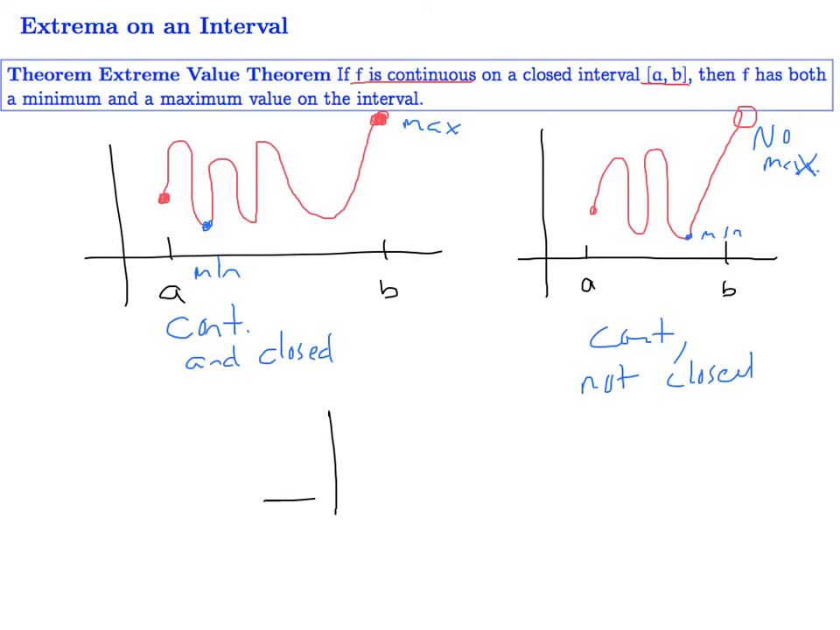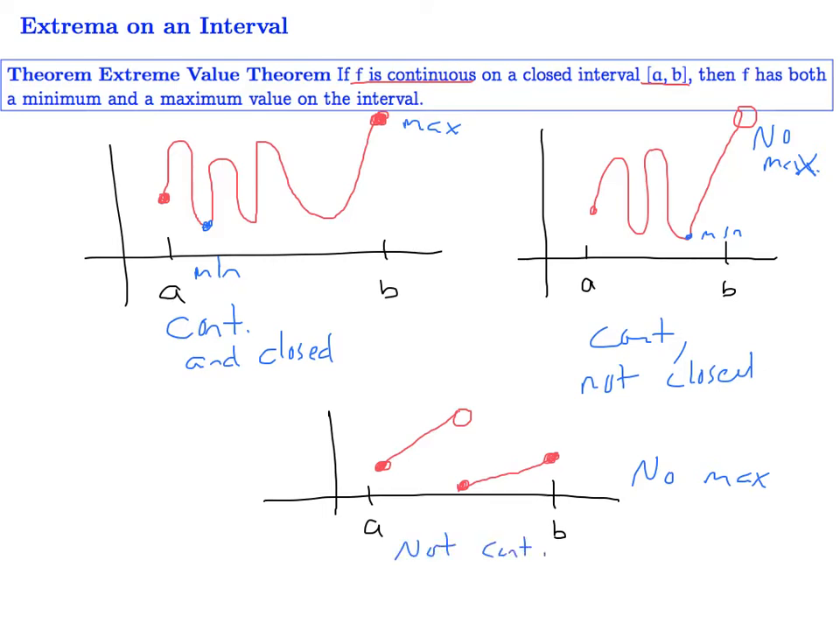And as a last example, what could happen? Again, we could try to graph our function from a to b on a closed interval again, but we could end up with something like this, where again there is no maximum value. These function values just keep going up and up and up, and they never actually hit their maximum. There's no solid point that's above all other points. And this is a function that is not continuous, so this is why it fails. It's not going to have its maximum and minimum, not going to have both.